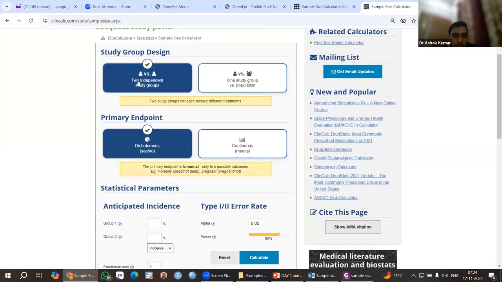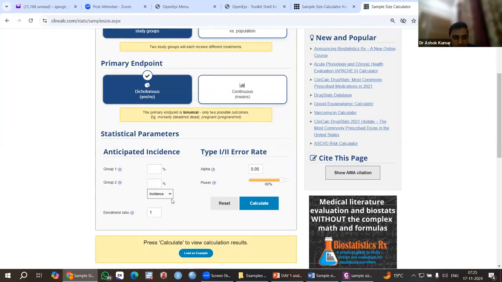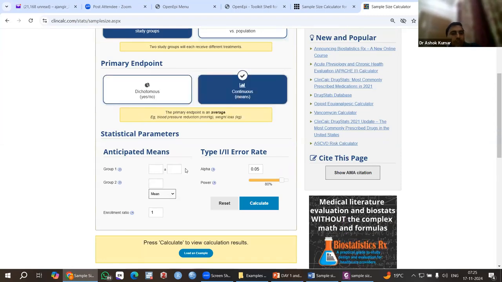So it is a two group independent study, and this is dichotomous, yes or no, or continuous. So we know the primary endpoint, the primary outcome, is a continuous mean. So I have to click this. When we click this, you can see this will change automatically. So when I click this, it will change.